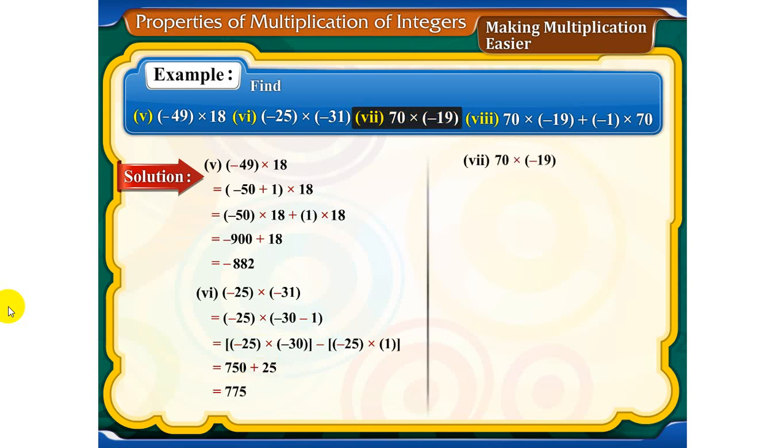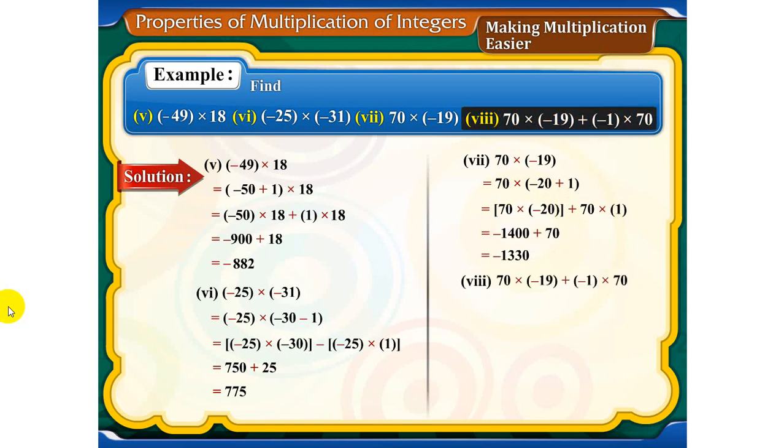7. 70 multiplied by negative 19 is equal to 70 multiplied by negative 20 plus 1, which is equal to 70 multiplied by negative 20 plus 70 multiplied by 1, which is equal to negative 1400 plus 70, which is equal to negative 1330.